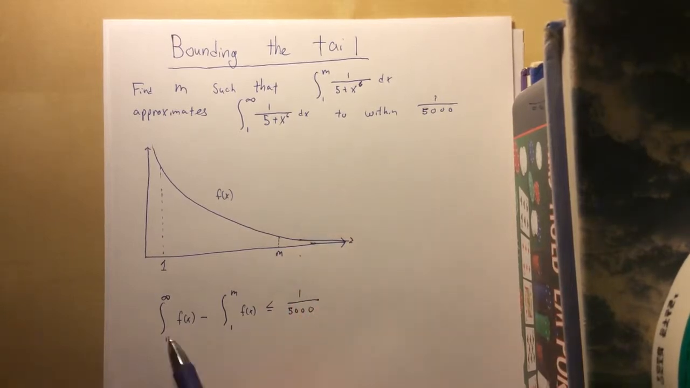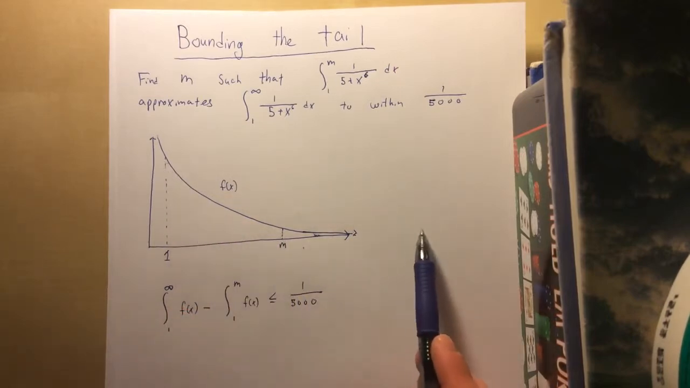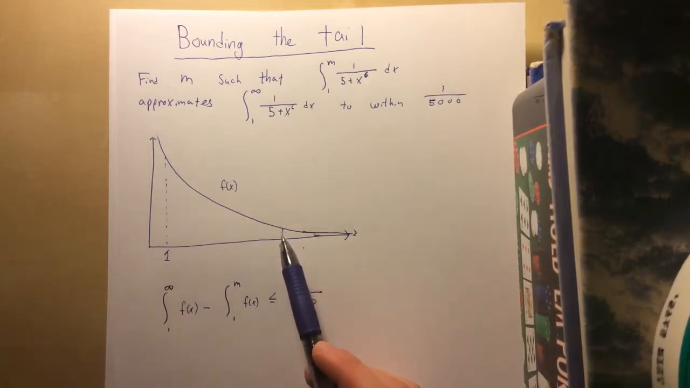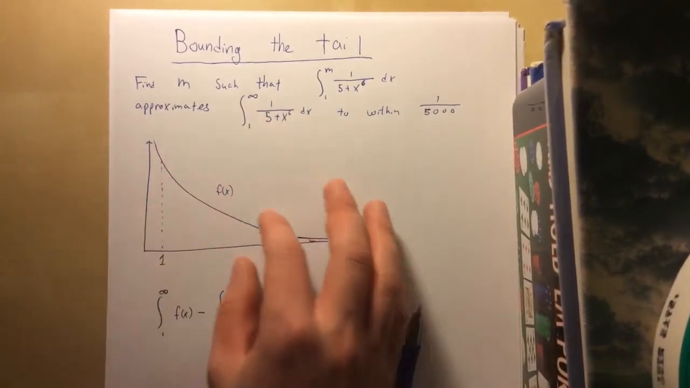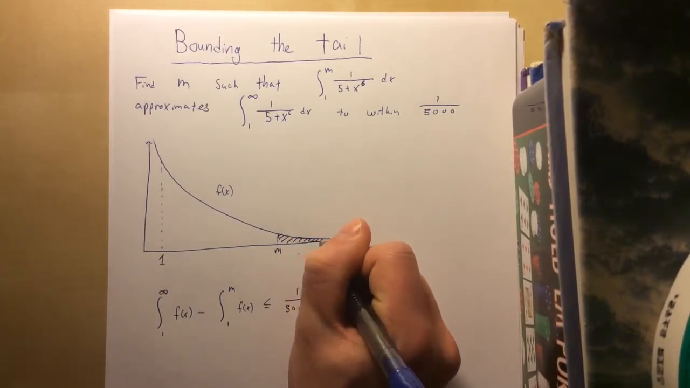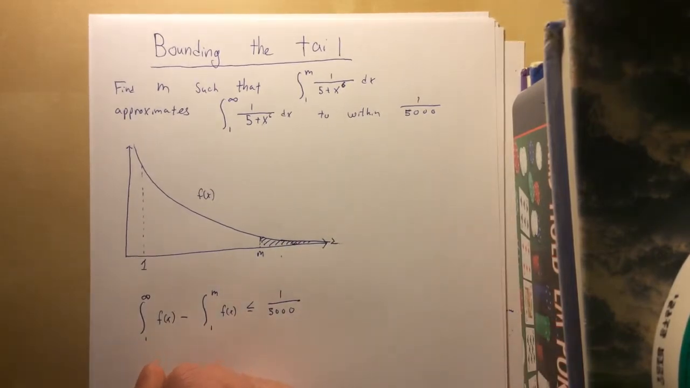Well, let's look at this graph. This integral is just going to be this whole thing all the way up to infinity, and this integral is going to be this whole thing up until m. So if we're subtracting just this slice out of all of that, what we're left with is this. And it is the integral from m to infinity of f of x. And that needs to be less than or equal to 1 over 5,000.